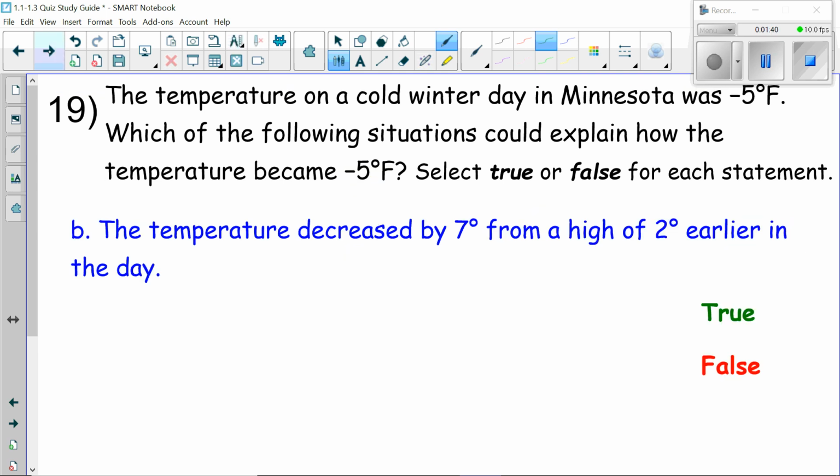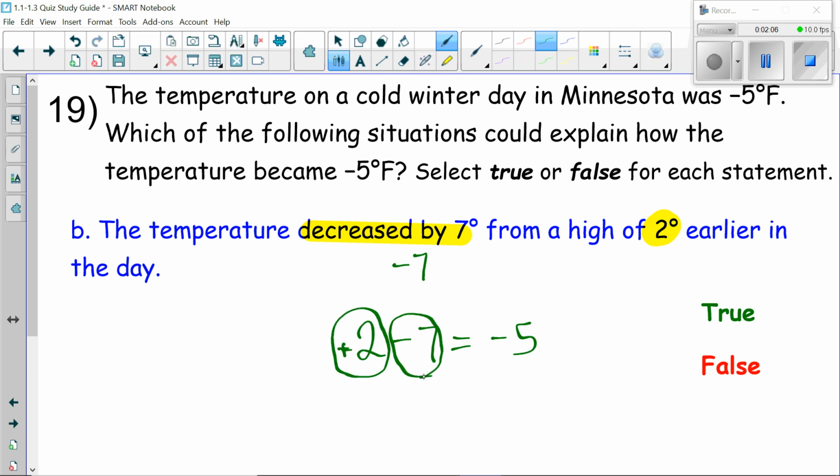19B is the same question with a different example. It decreased by 7 and it started at a high of 2 degrees. That's a positive number. So if it decreased, it's going down by 7, starting at +2. So 2 minus 7, our total is a -5. Remember, different signs are going to subtract. There's more negative than there is positive. That's why we keep the sign of the negative. So it ends up as a -5. We were looking for -5. This is a true statement.